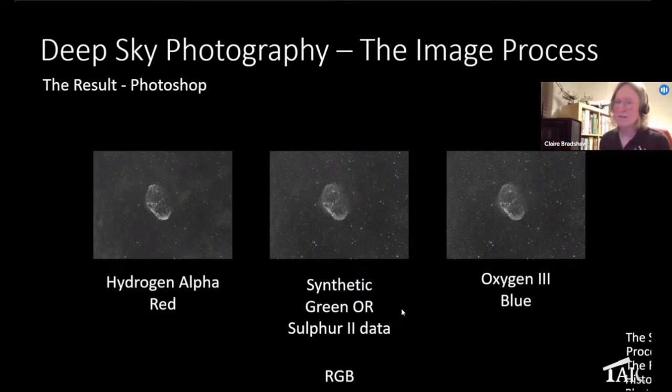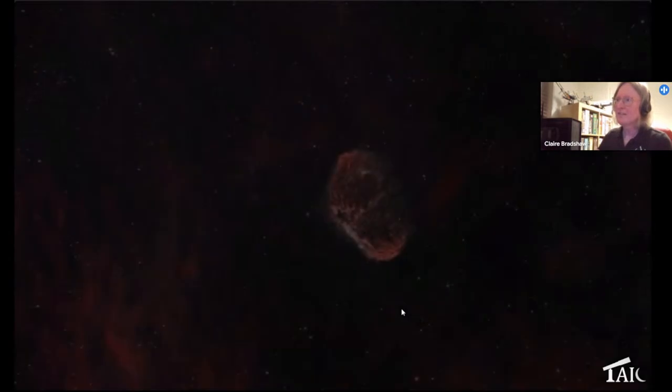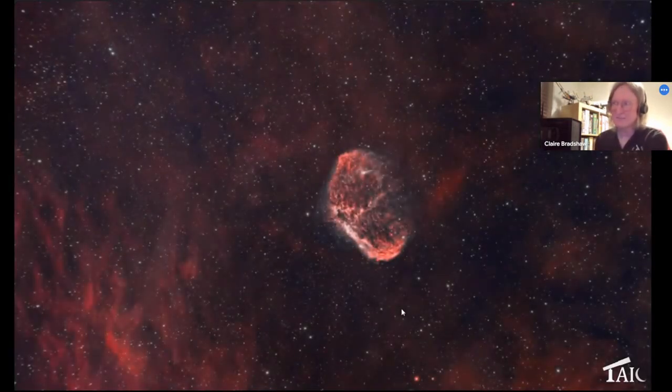and the blue, or we just simply use sulfur 2 data if you can be bothered to wait that extra number of hours to get that. But typically I was just gathering the hydrogen alpha and the oxygen 3 and then creating this synthetic green channel to combine it into our final result.